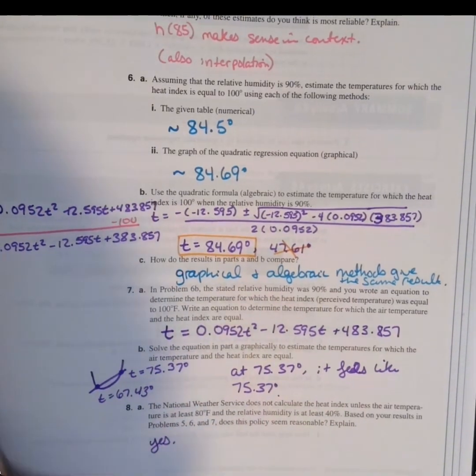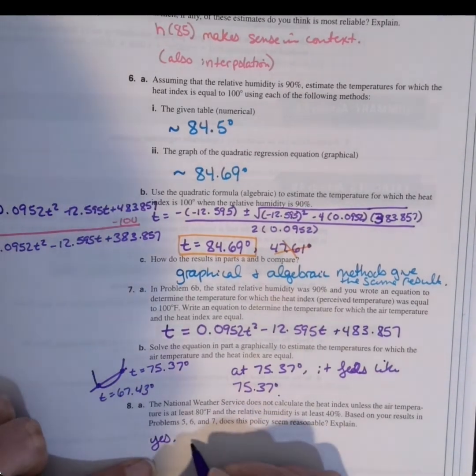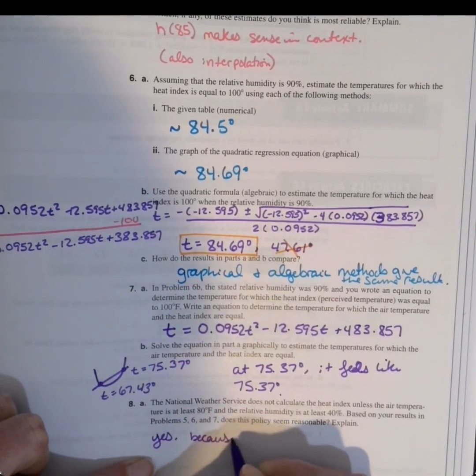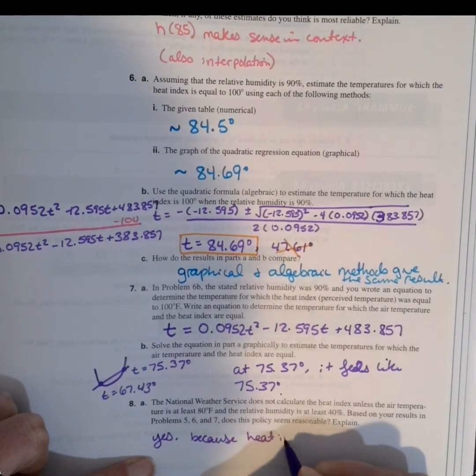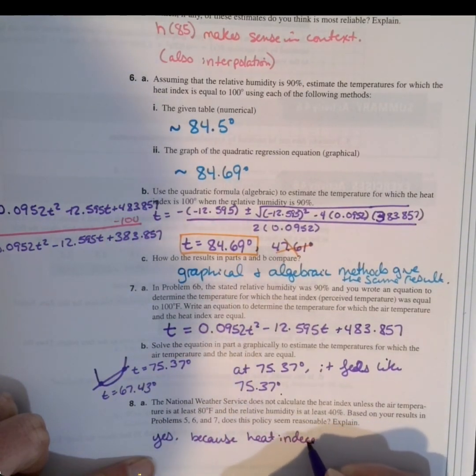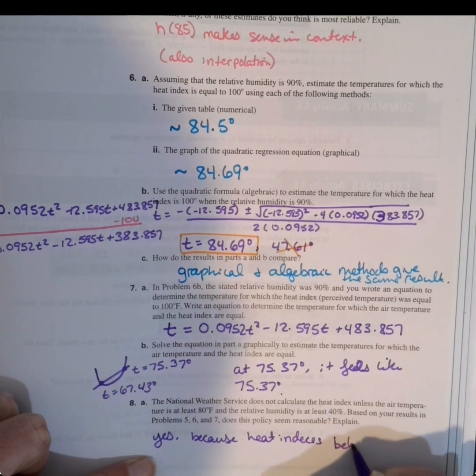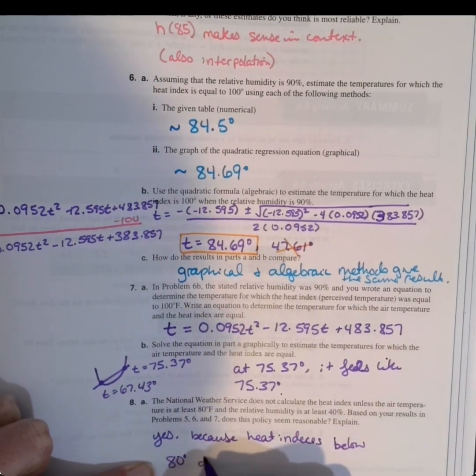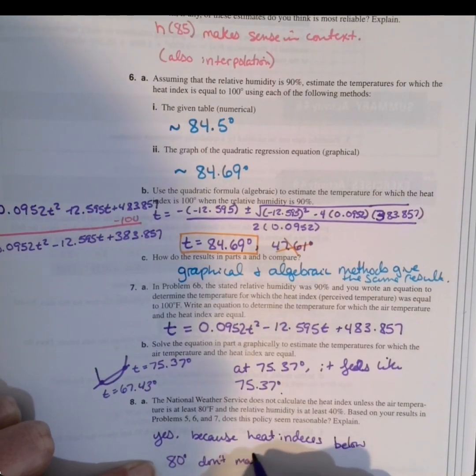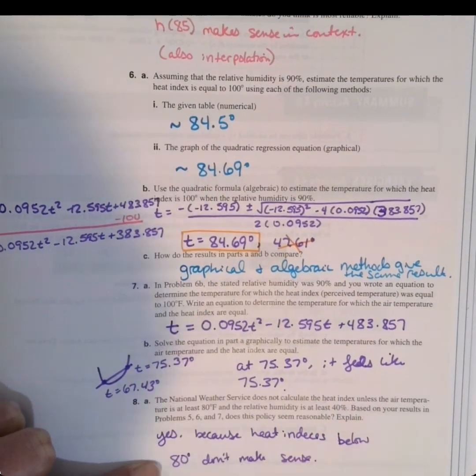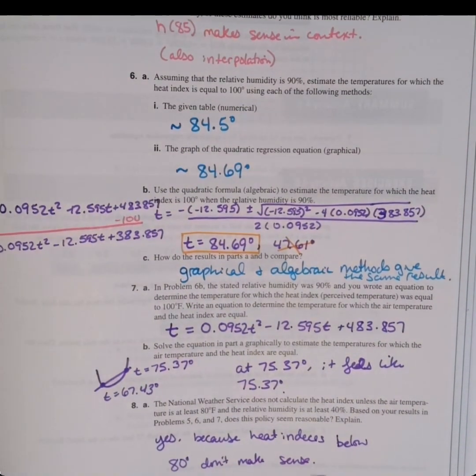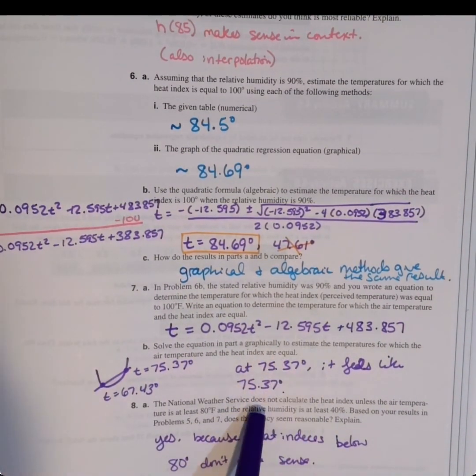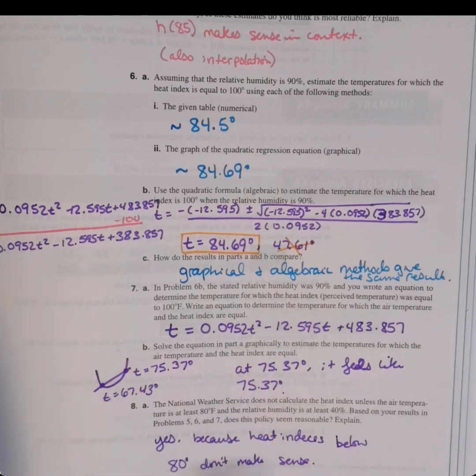Yes, because heat indices don't really make sense below 80 degrees. And we have data to explain why they don't make sense. First of all, at 75, it feels like 75. So you don't need a heat index. That's part of why it doesn't make sense to go below. And then the 45, of course, saying 190 degrees, that does not make sense in context. So, all right.